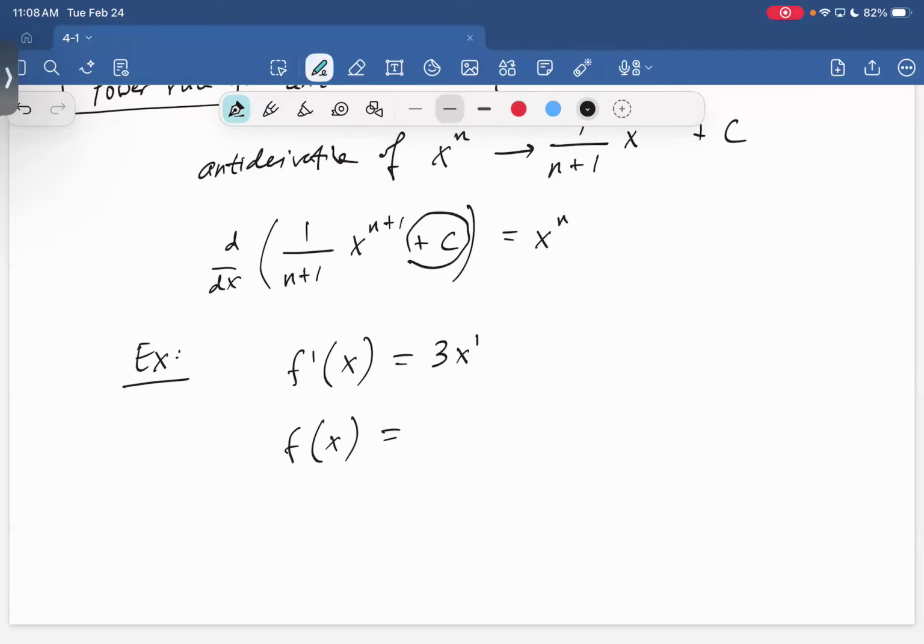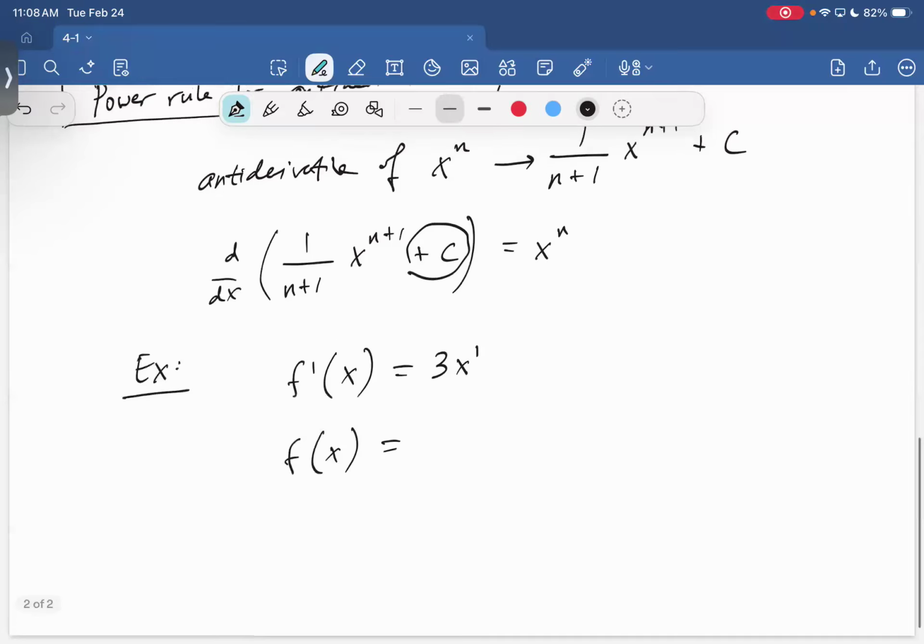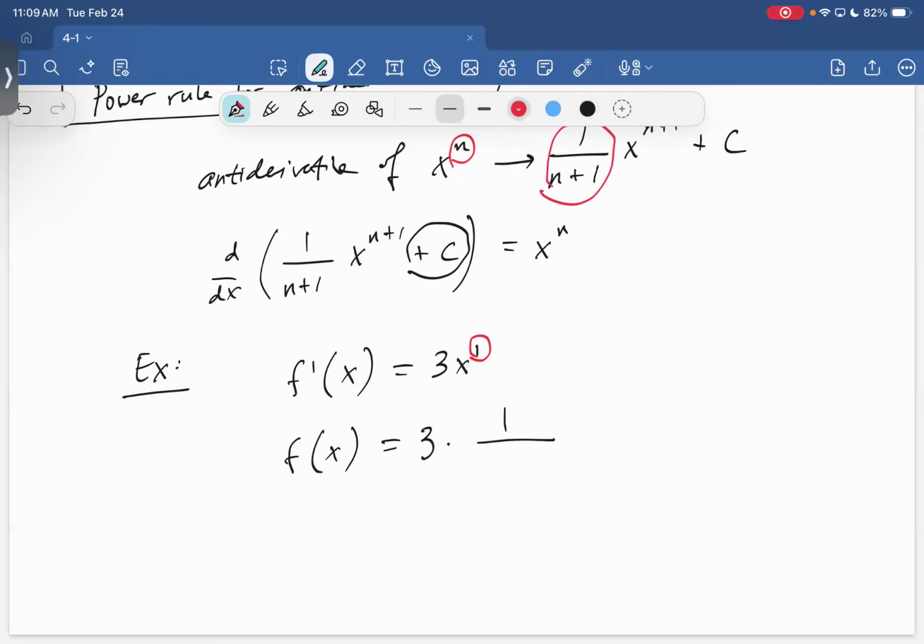So 3x is 3 times x to the 1, right? So our n here is 1. If we take the antiderivative, this becomes 3 times 1 over n plus 1, which is 1/2, times x to the power of 1 plus 1. I'll write it even more clearly. 2 is 1 plus 1. 3/2 x squared. Yes, now that's correct.